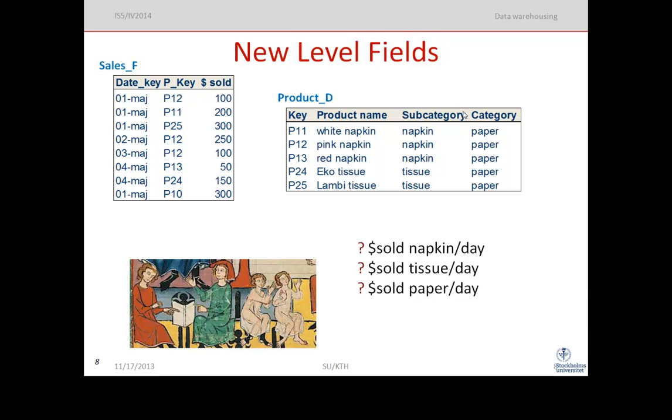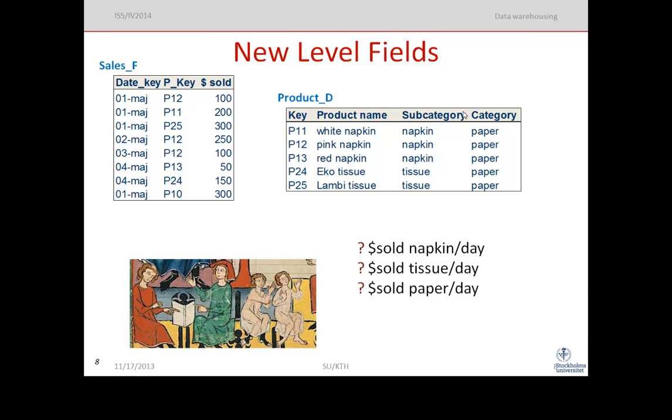So here is an example of sales fact and product dimension. This is on baseline level. We can see that on the 1st of May we have sold the product P12 for $100, and we can see the product P12 is pink napkin, our favorite item in our stock.